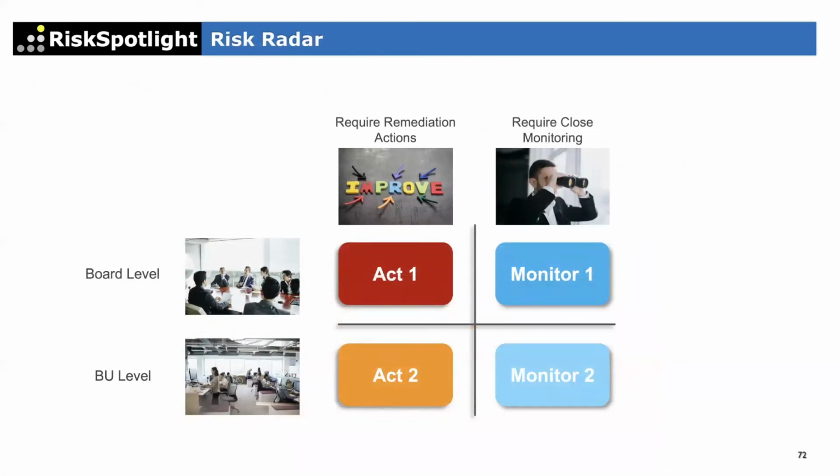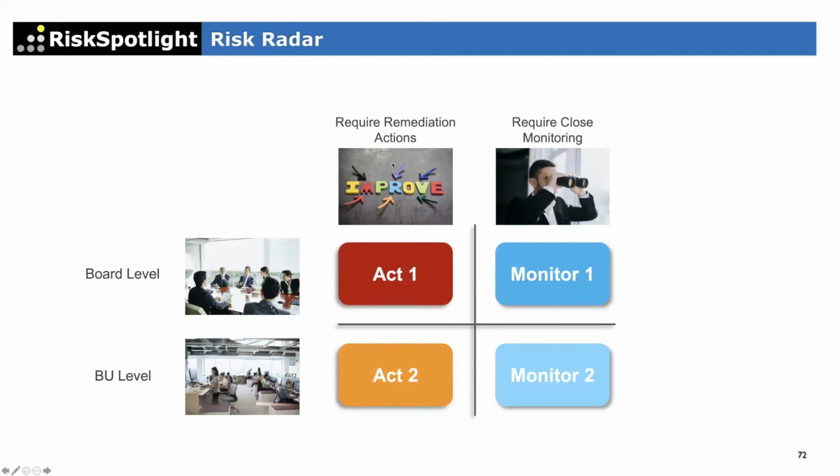So to do this is where we need to think about this concept of risk radar. This is where we say that there are two levels of escalation in any organization. There are some risks which we have to escalate at the board level, and there are some risks which need to be escalated just at the business unit level, but they're not significant enough that a board would be interested in those risks.